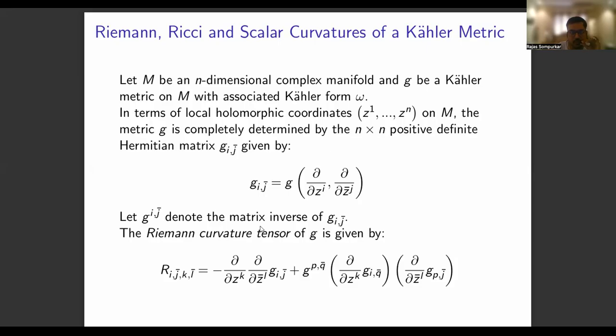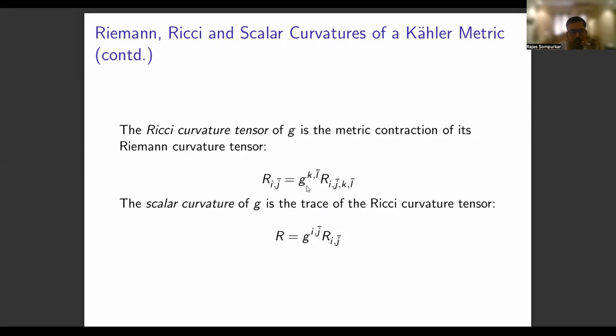So we take the matrix inverse, and the tensor notation for the inverse is G superscript I comma J bar, and then the Riemann curvature tensor is a 4 tensor. That is R subscript I J bar K L bar, and that is defined by this formula. So this is what is known as the Riemann curvature tensor, but this is a bit difficult to work with and also a bit difficult to compute. So we have a simpler notion of curvature tensor, which is called the Ricci curvature tensor.